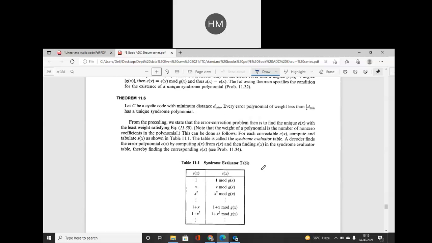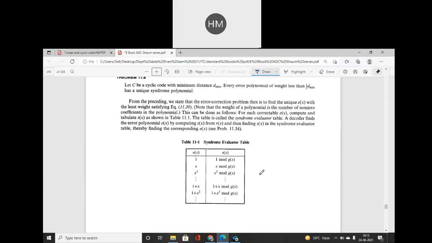And you can draw this table, syndrome evaluator table. Write down the heading, which is very important. And what is the weight of the polynomial, student? Syndrome evaluator table, okay? For each correctable E of x, we can compute S of x. It is always known as syndrome evaluator table. In exam, they used to ask. And what is the weight of a polynomial? The number of non-zero coefficients in the polynomial. Okay, student, weight of the polynomial is the number of non-zero coefficients in the polynomial.